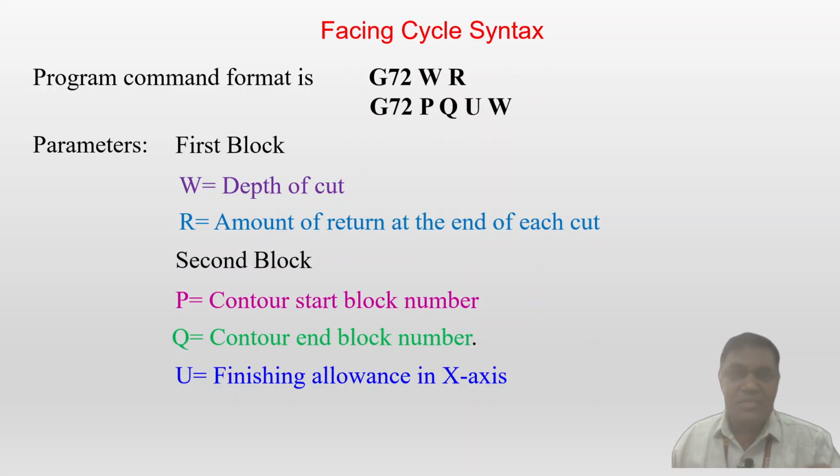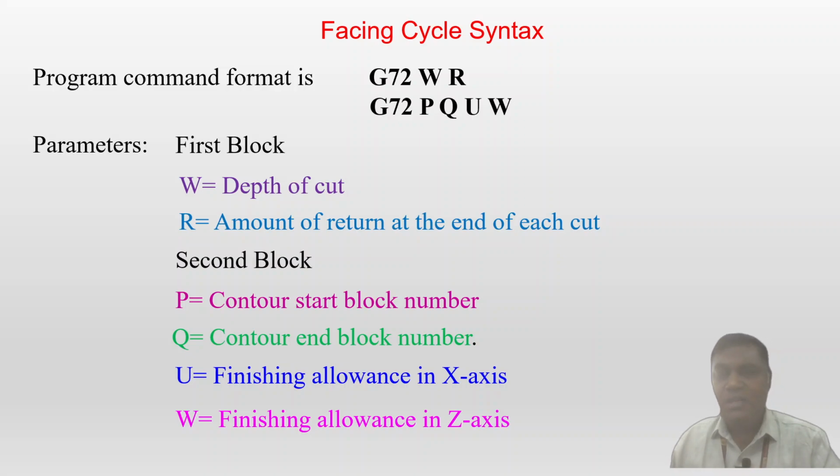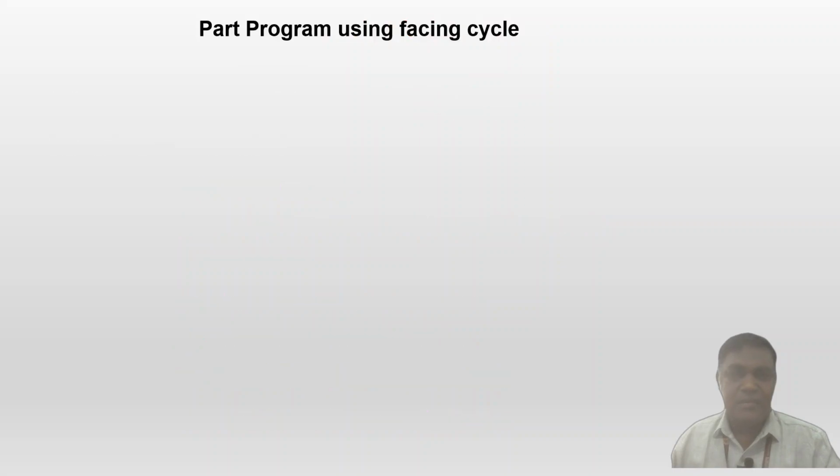And U is there because after rough turning we need to give the finishing allowance. U is the finishing allowance in the X axis, and W is the finishing allowance in the Z axis. W indicates the amount left over in the Z direction, and U indicates the amount left over in the X axis. That amount will be removed during the finishing cycle.